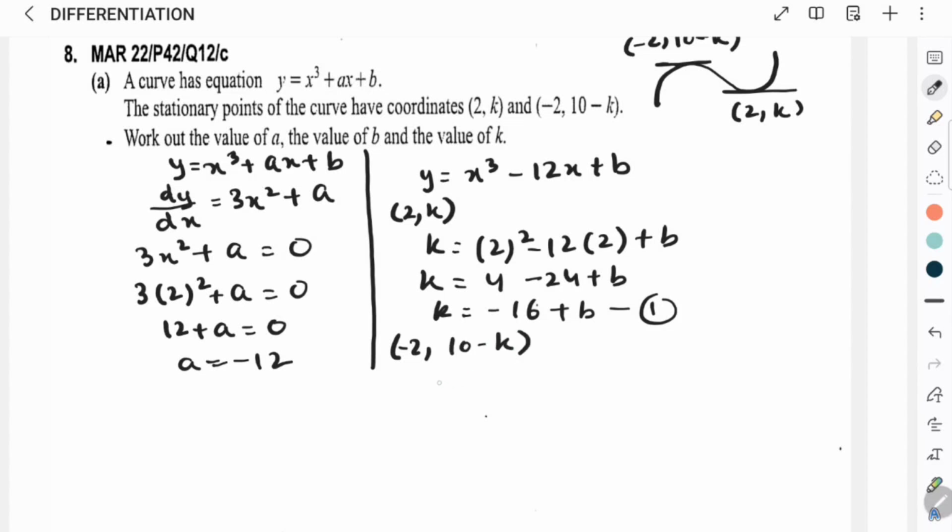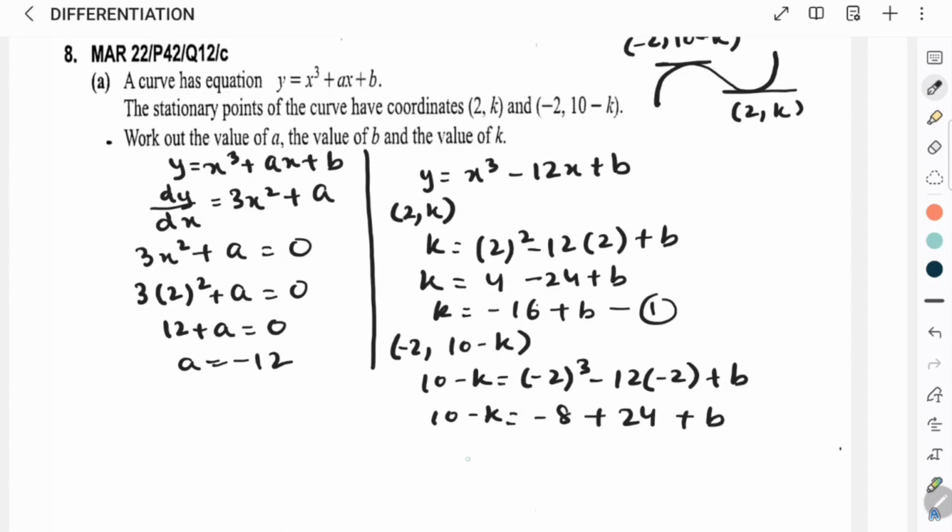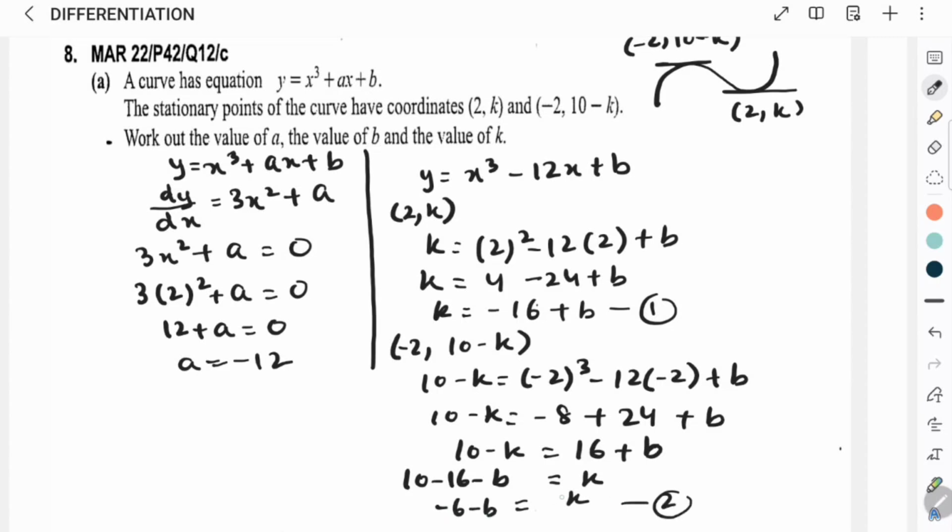Now I'm using the point (-2, 10 minus k). So y is equal to 10 minus k, and I'm just using the same original equation and putting in the values of x and y: 10 minus k is equal to minus 2 cubed minus 12 times minus 2 plus b. 10 minus k is equal to minus 8 plus 24 plus b, so 10 minus k is equal to 16 plus b. You can write that k is equal to 10 minus 16 minus b, so k is equal to minus 6 minus b. So that is the second equation.